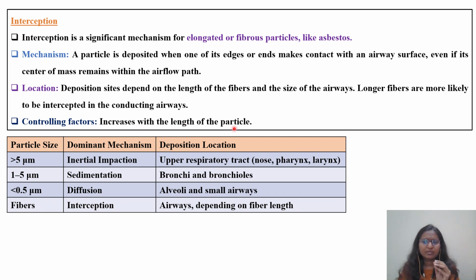So, I hope from this video I have summarized particle size, dominant mechanism, and deposition location. Try to remember these things. Greater than 5 micron, 1 to 5 micron, less than 0.5 micron. The type of mechanism: inertial impaction, sedimentation, diffusion, and which part of the region. And the last one was about fibers: interception, airways depending on the fiber length. They might ask you about asbestos.